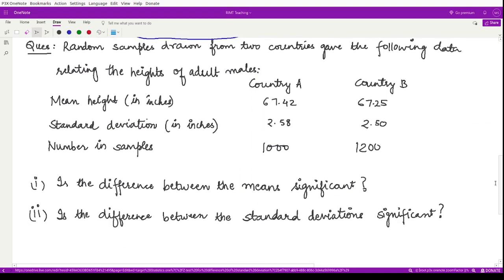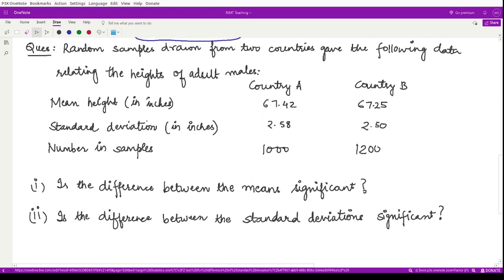It says that random samples drawn from two countries gave the following data relating the heights of adult males. So we have data from two countries, country A and country B, and they have listed the mean height in inches of adult males for country A and B. They have listed the standard deviation in inches for adult males of country A and B, and they have also given the number of samples present in country A and country B.